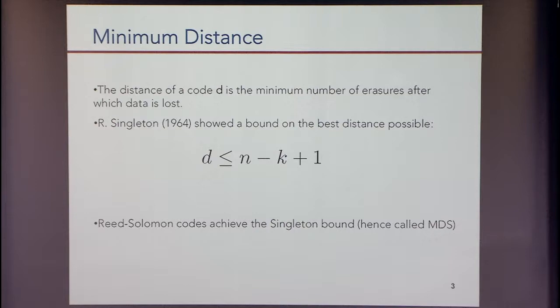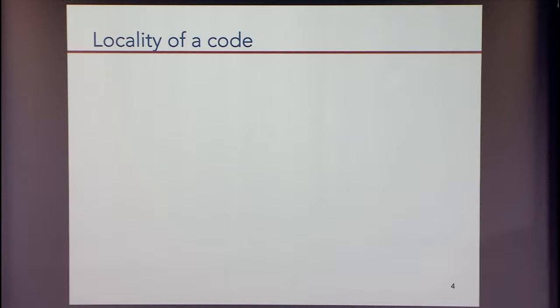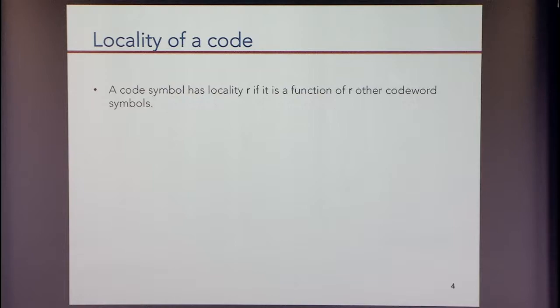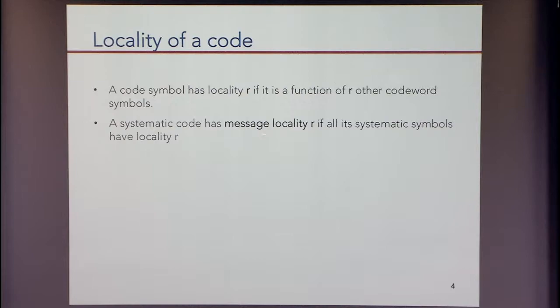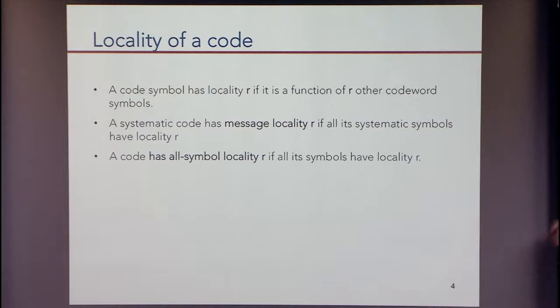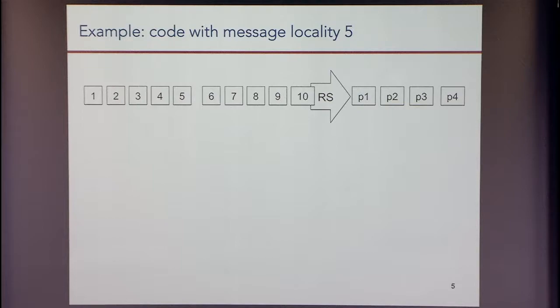Now I'm going to define the new concept. I guess it's the same one that we actually defined. It's called locality. So a symbol has locality r if it's a function of r other symbols. We'll call these r other symbols that you can read and recreate that symbol a repair group for that symbol. Now, if we talk about systematic codes, we can say that all the message symbols, or the systematic symbols, have locality r. That's a reasonable thing to ask for. And if you are more strict, you can further ask that the parities have locality r. So all-symbol locality means that both the systematic symbols and the parities have small locality, which means small groups.